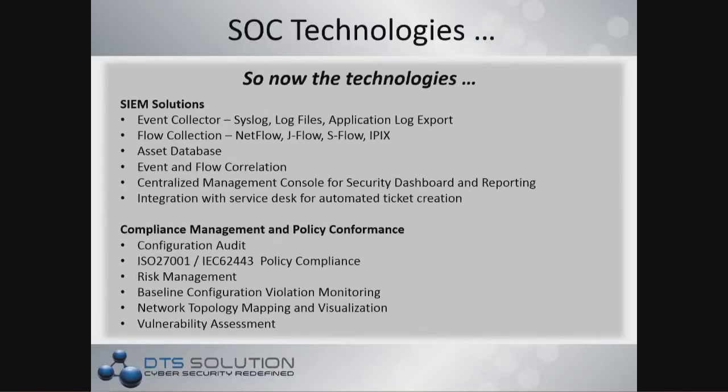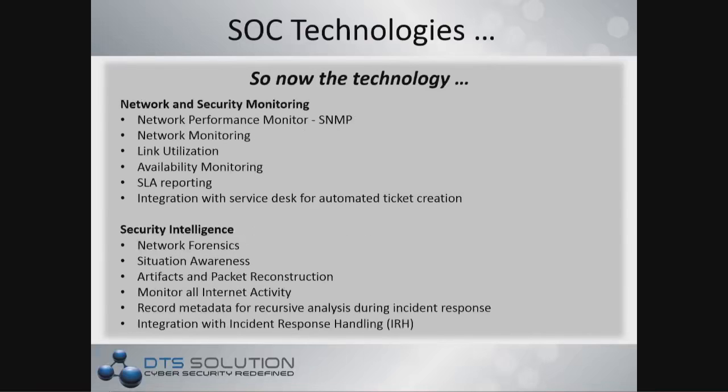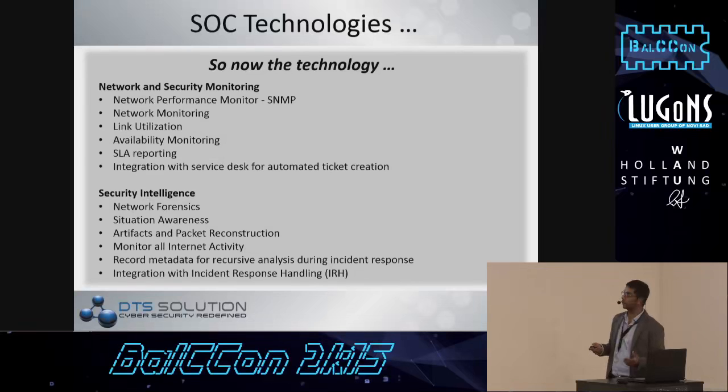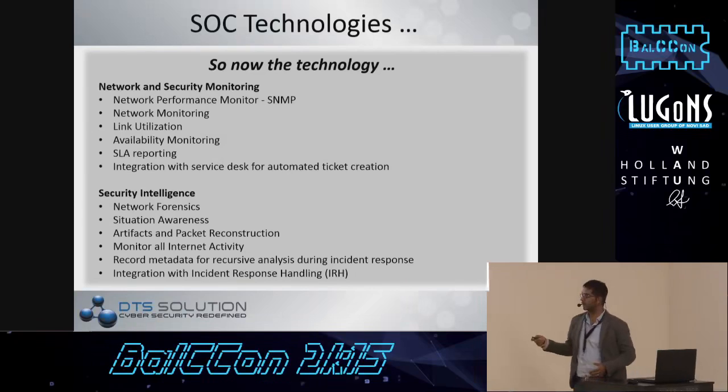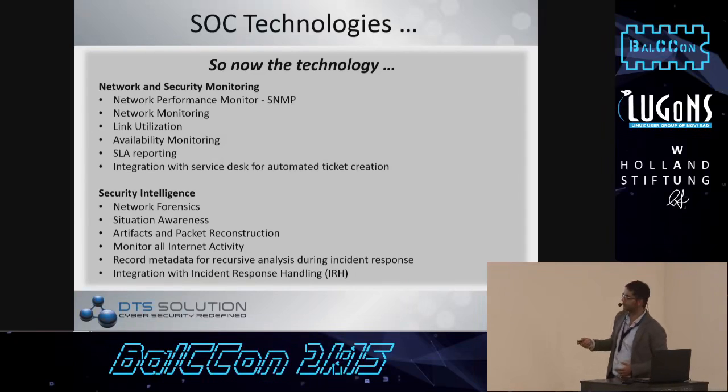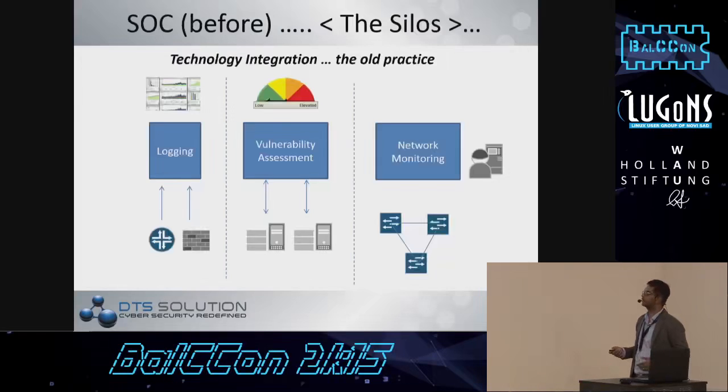So these are international standards that should be used as a benchmark to be compliant and to give the organization security assurance that they are at least meeting the minimum security baseline. Network security monitoring, SNMP, link utilization, this is also very important. If an interface goes down, it could impact security from a business continuity perspective. And security intelligence like network forensics, situational awareness, artifacts, capturing packets to be able to reconstruct the packets, etc.